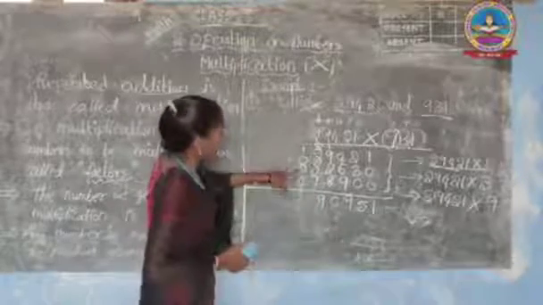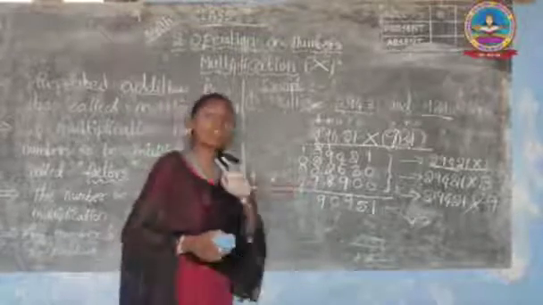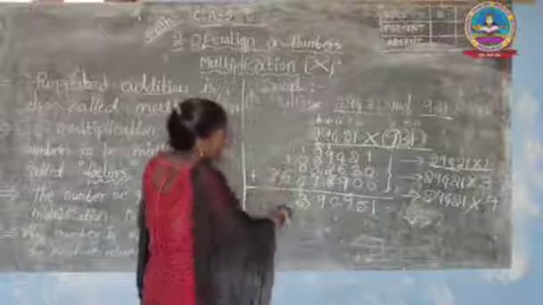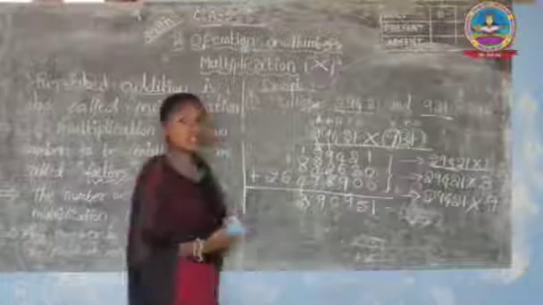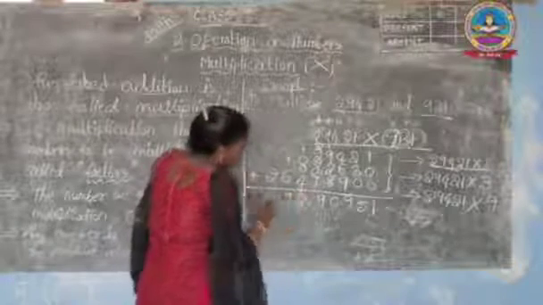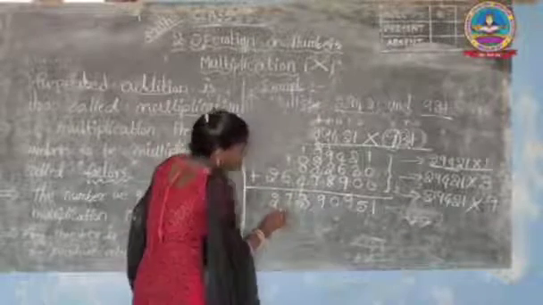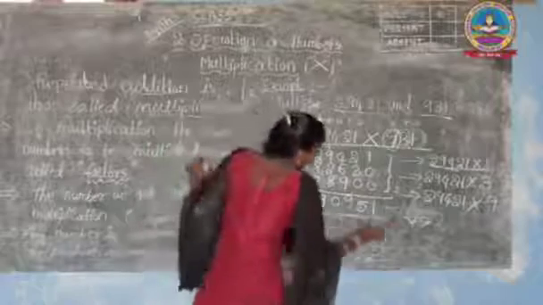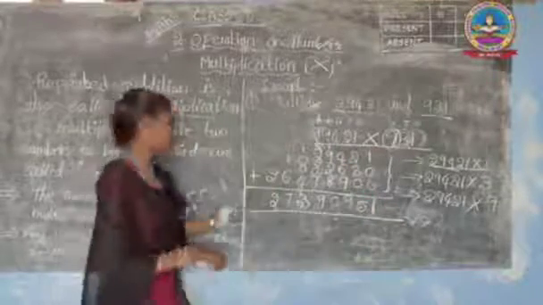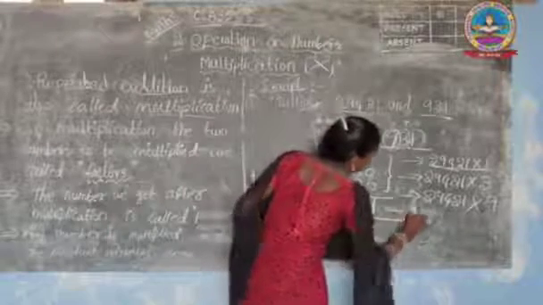Now let's see 8 plus 4. 8 plus 4 is 12, and 12 plus 1 is 13. So write 3 below this number and 1 is carried. Next 6 plus 1 is 7, and next 2. So this is the product of these two numbers, right? This is the product.